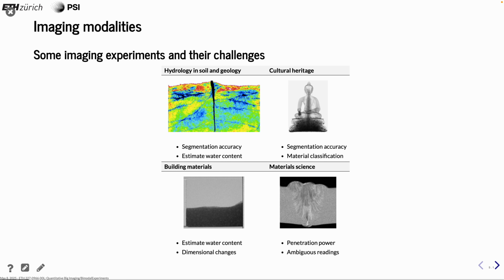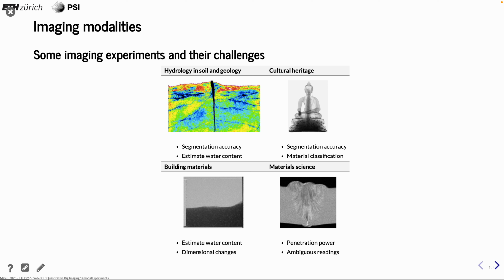So, usually we are working with a single modality, and some modalities are more suited for specific topics. Here I have mainly applications of neutron imaging, but you can find similar separation in other modalities. In this case, I'm looking into hydrology, soil and geology. Here we want to segment with some accuracy and also estimate water content. Cultural heritage is a wide field where imaging is used. Again, we're looking into segmentation accuracy, but also material classification, and all this can also introduce a lot of trouble when you work with these images.